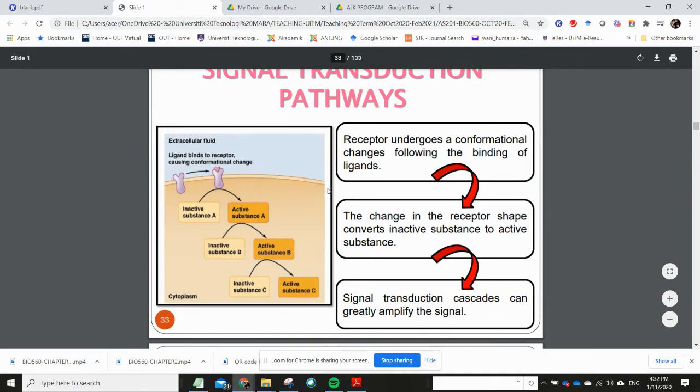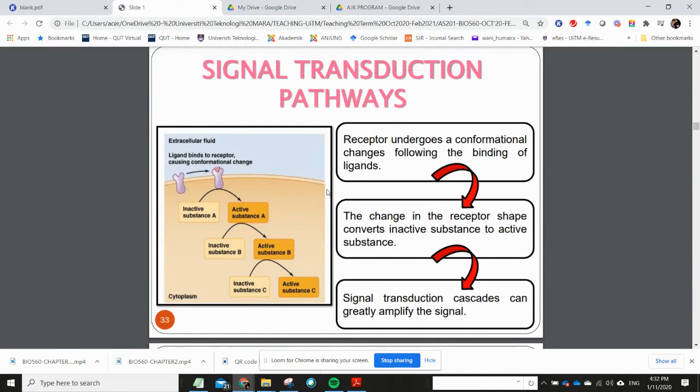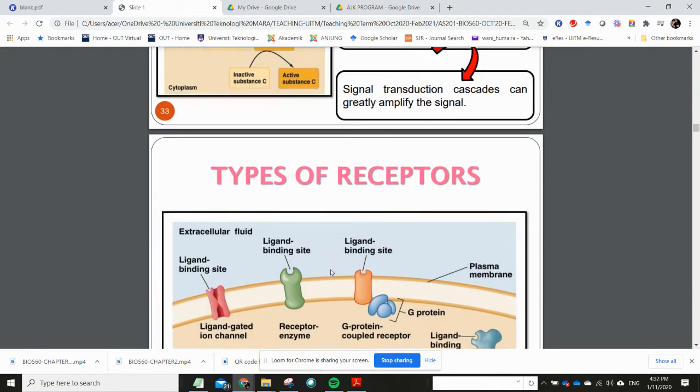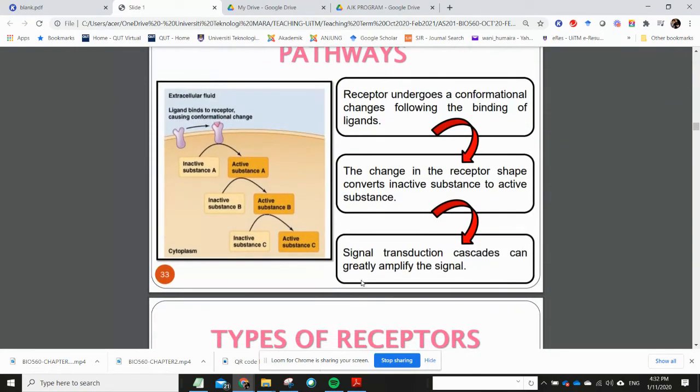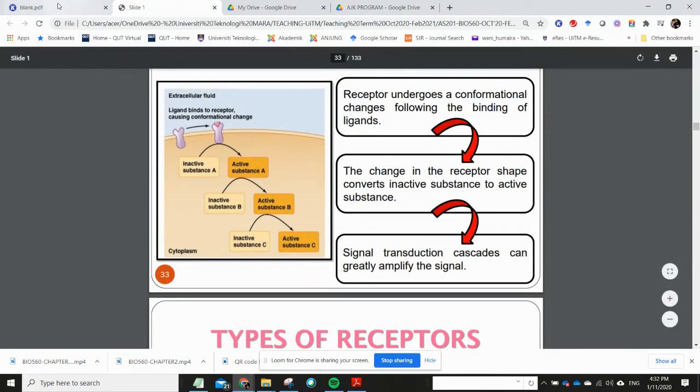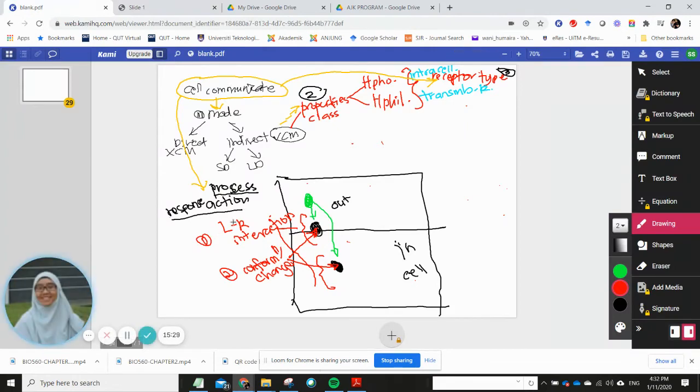A stimulus is converted from one form to another, and then from another form to another. Receptors undergo conformational change following the binding of the ligand, a change in the receptor shape here, and then activate substances. So signal transduction cascades can greatly amplify the signal. That's the process or the mechanism of what happens in cellular signaling or cellular communication.